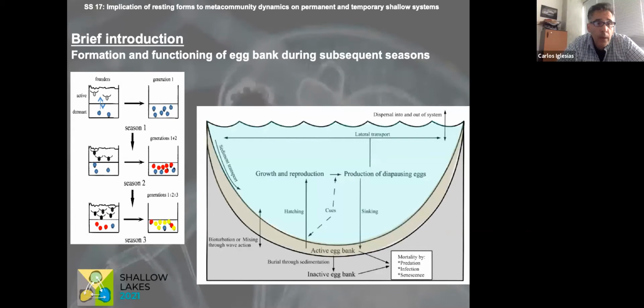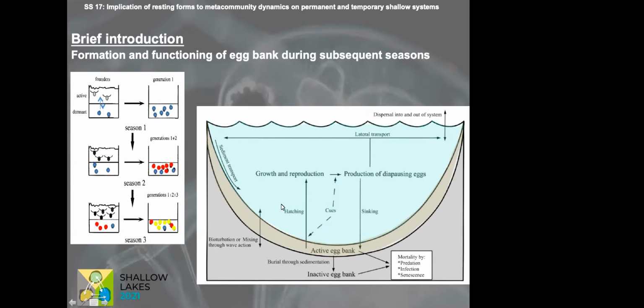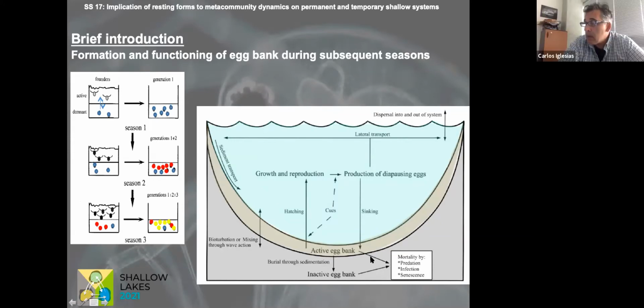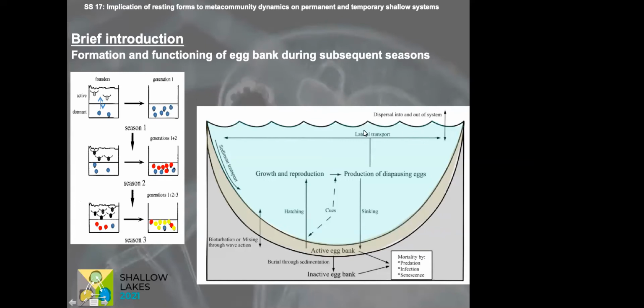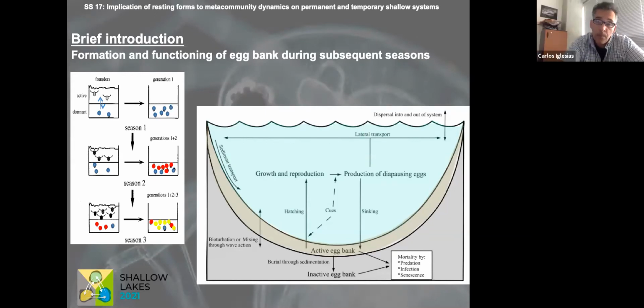When this happens, we go season by season with the production, and we get the formation of these egg banks in the bottom, in the sediment. And there are several ways that this egg bank functions and conditions what happens in the system, but also, I want to point attention here, by dispersal, what happens in other systems. And this is why it's very interesting to put it in a metacommunity perspective.